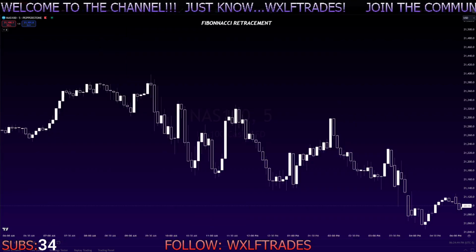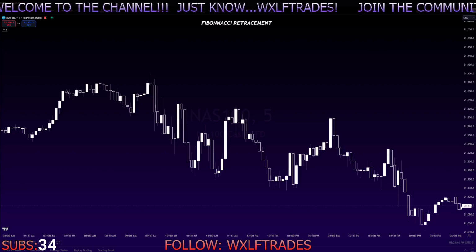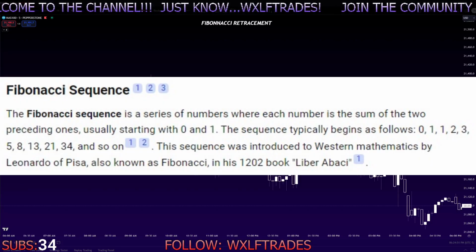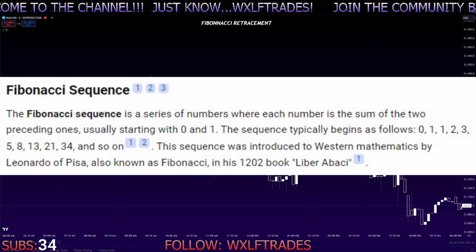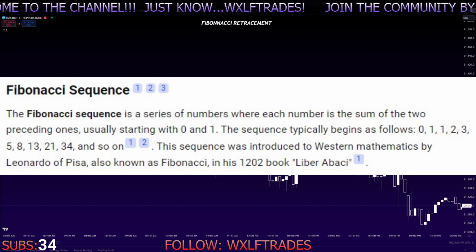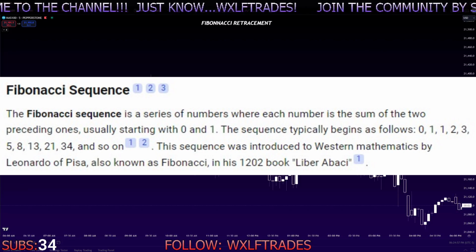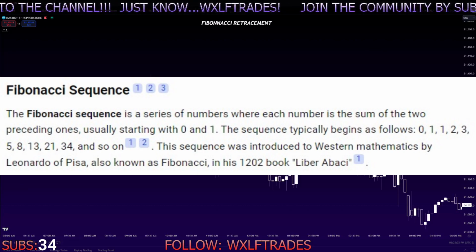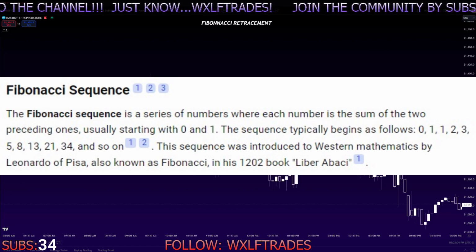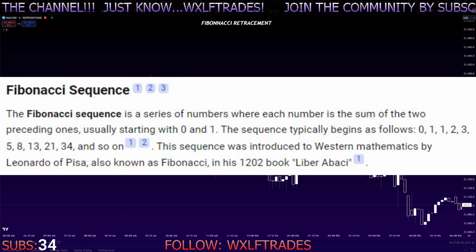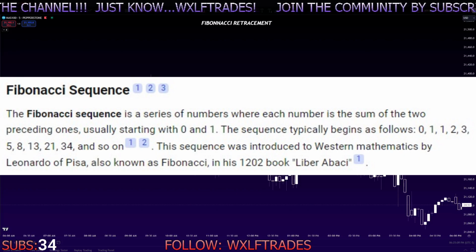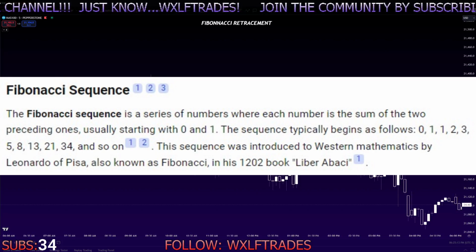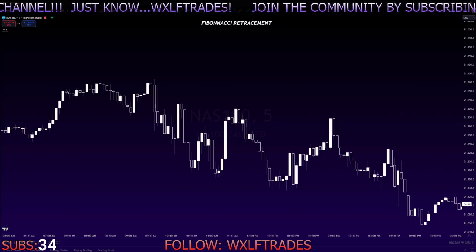So basically, let me read it verbatim. It says it's a series of numbers where each number is the sum of the two preceding ones, usually starting with 0 and 1. So for instance, if you add 0 plus 1, that equals 1. Then 1 plus 1 equals 2. Then 2 plus 1 equals 3. 3 plus 2 equals 5. 5 plus 3 equals 8, and it just keeps on going like that. So yeah, that's just what it is.